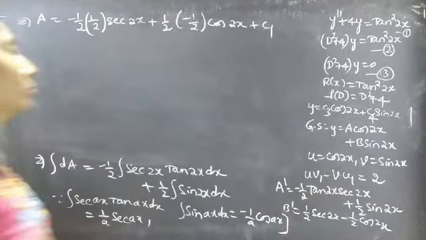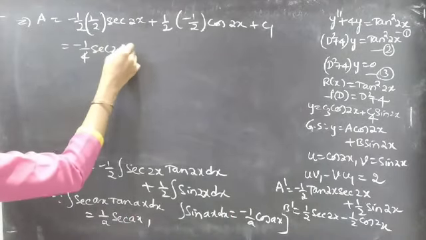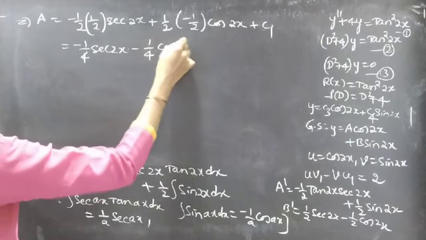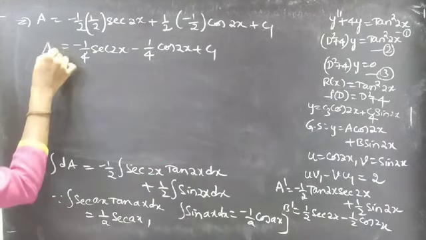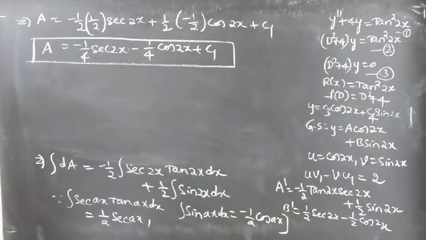This is equals to minus 1 by 4 secant 2x plus into minus 1 by 4 cos 2x plus c1, right? So we got a. Let's now find b using b dash.